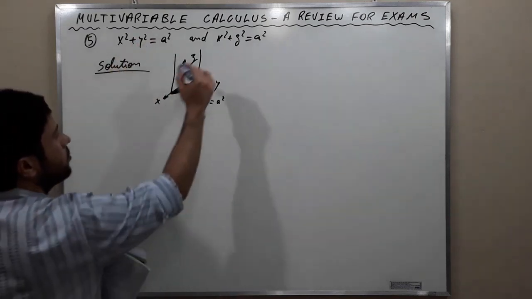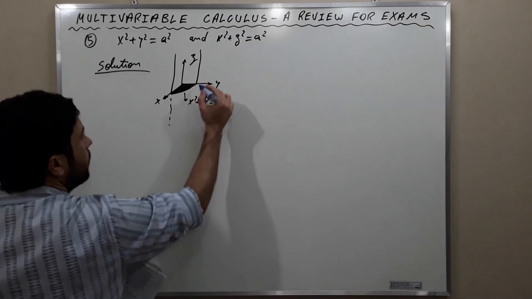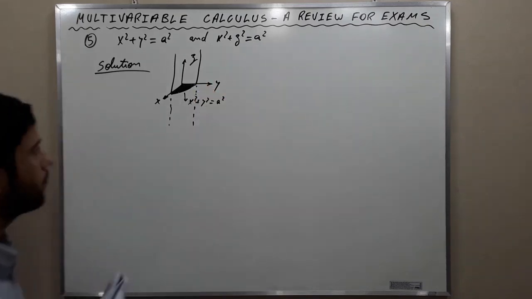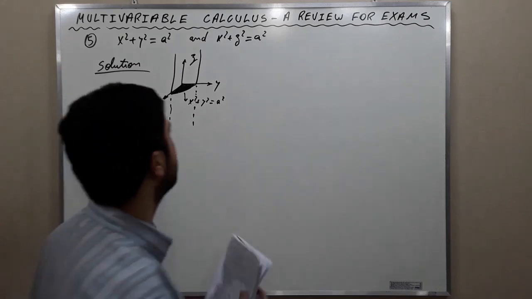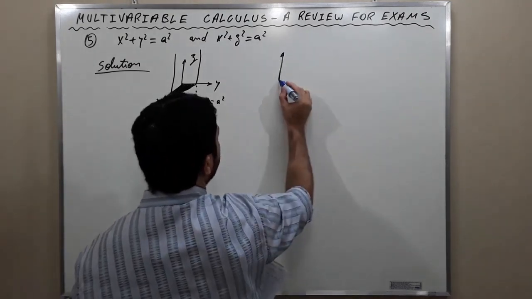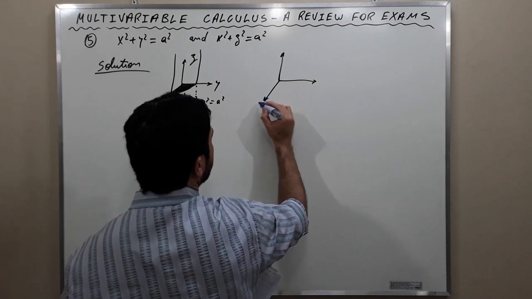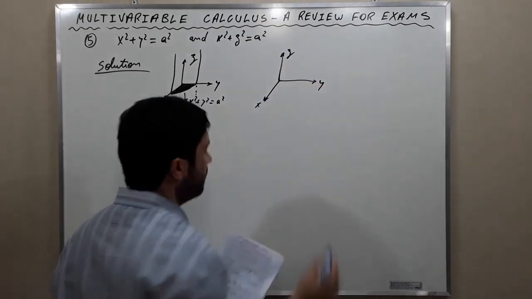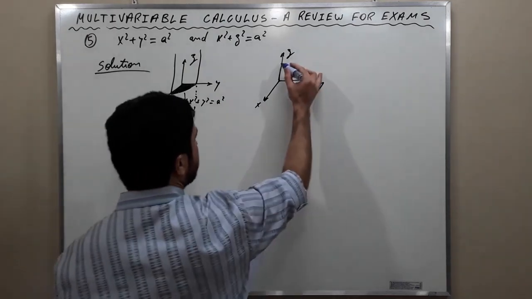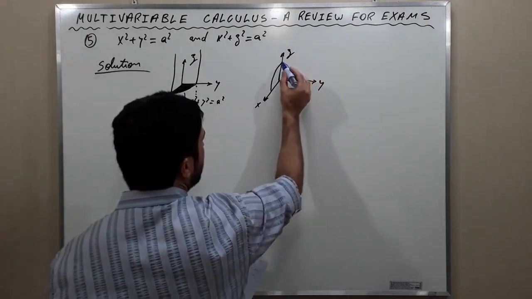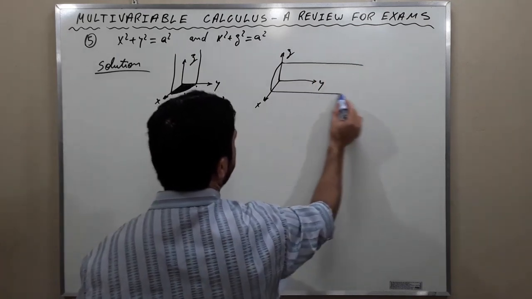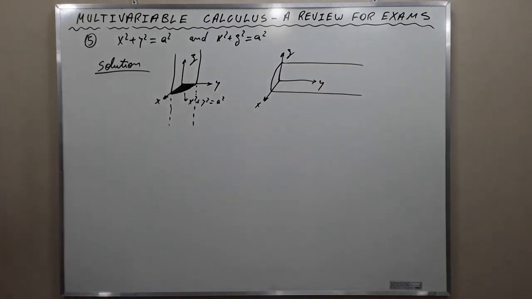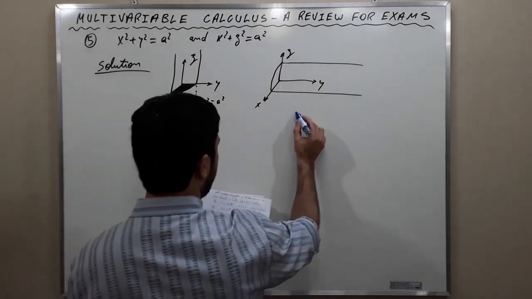All right, and the cylinder goes all the way up and down. And now let's draw this other cylinder. This other cylinder here is going to be along the y-axis. The cylinder goes all the way there. And the solid that we want to visualize before integrating will be something like this.